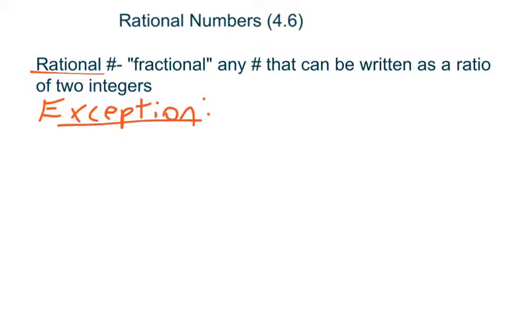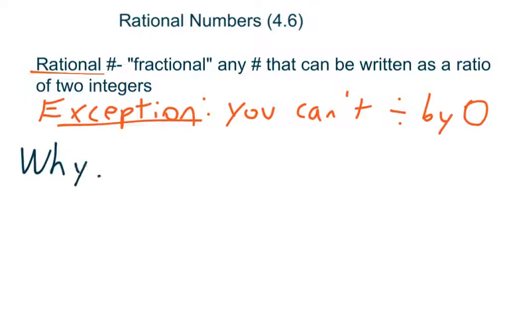Just like I before E except after C. The exception is you can't divide by 0. So 0 is an integer, it just can't be on the bottom. It can be on the top, it just can't be on the bottom. And why is that, you may ask? And let's go over a couple examples why that is.